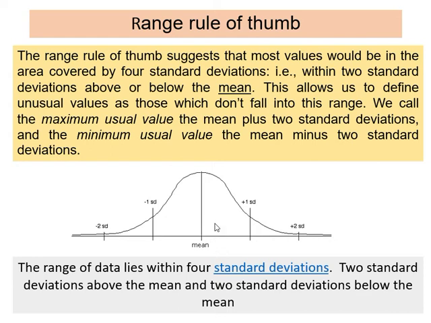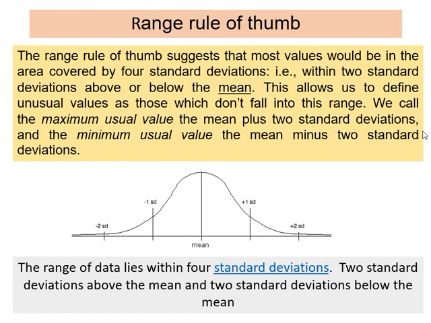That is, plus 1 standard deviation, plus 2 standard deviations. Likewise, there will be minus 1 standard deviation and minus 2 standard deviations. That means within 2 standard deviations above the mean, plus 1 and plus 2, and within 2 standard deviations below the mean, minus 1 and minus 2. So, most of the values would be in this area, and this allows us to define the unusual values. That means, if there are any values outside, those which do not fall into this range.